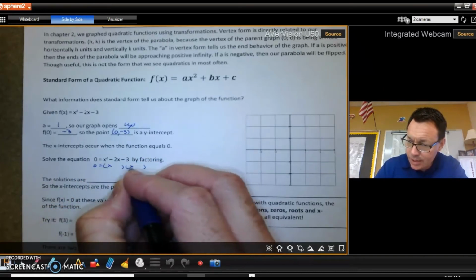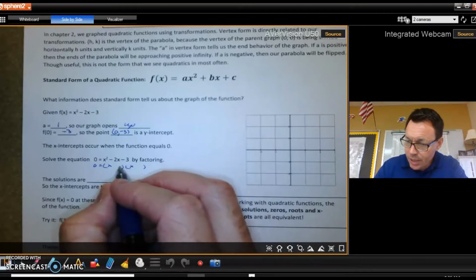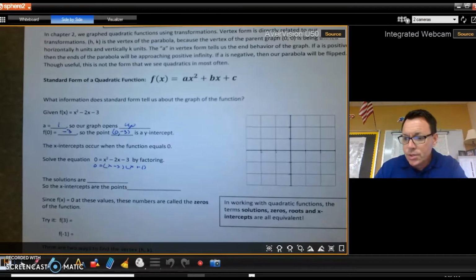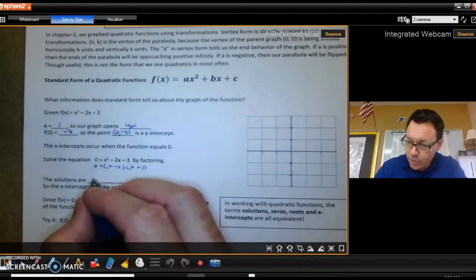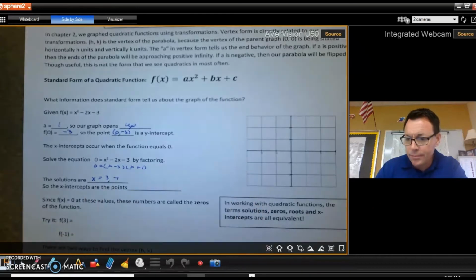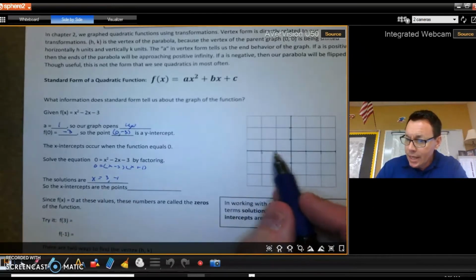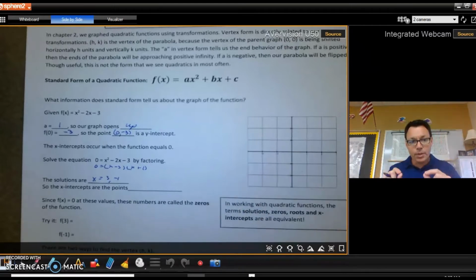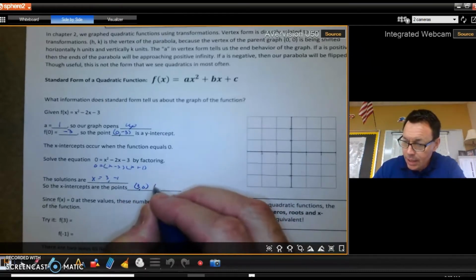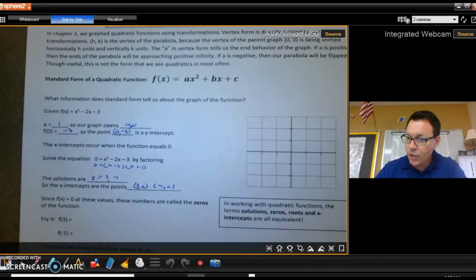So x, factors of negative 3 that add up to negative 2 are going to be minus 3 and plus 1. So the solutions to this equation would be x equals positive 3 and negative 1. So positive 3 and negative 1 are the two inputs that give us 0 as an output. So those are our x-intercepts. So (3, 0) and (negative 1, 0) are the x-intercepts of this graph.